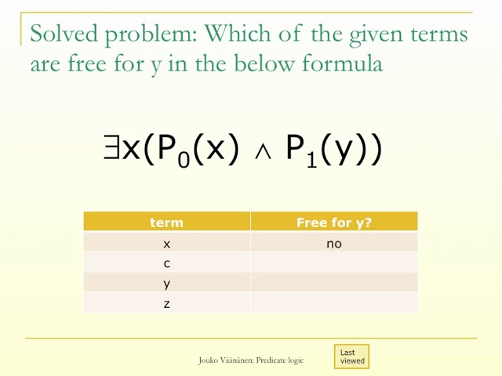Then constant c. Constants are always free for any variable because they cannot become bound, because constants are not quantifiers. So the answer is yes. Then the term is y. A variable is always free for itself. A free occurrence remains a free occurrence because there is no change. So the answer is yes. And z, if we replace y by z, z remains free because there is no quantifier over z anyway in the formula. So the answer is yes.